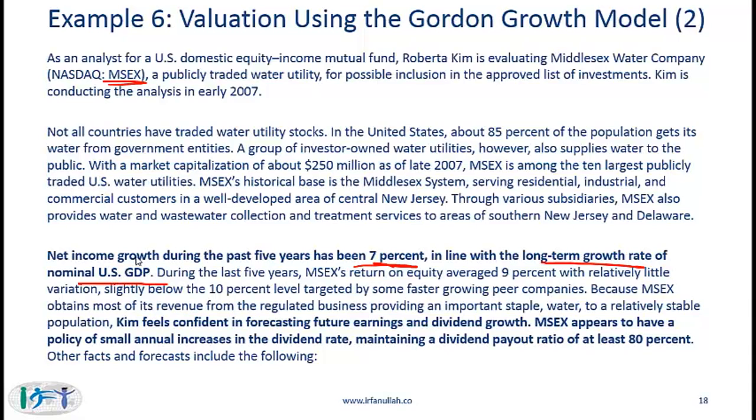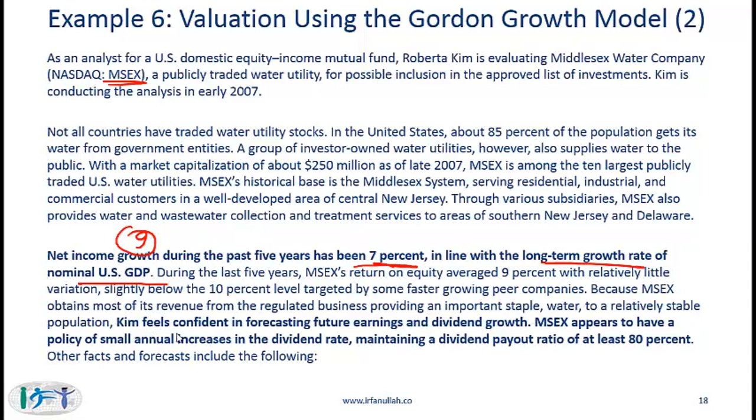So the indication is that it might make sense to use the DDM and more specifically the Gordon growth model, and the estimate for G will be somewhere around 7%. But then another question that should come to your mind before you can do this is whether the dividends bear a consistent, predictable, understandable relationship with profitability. And that is indicated here.